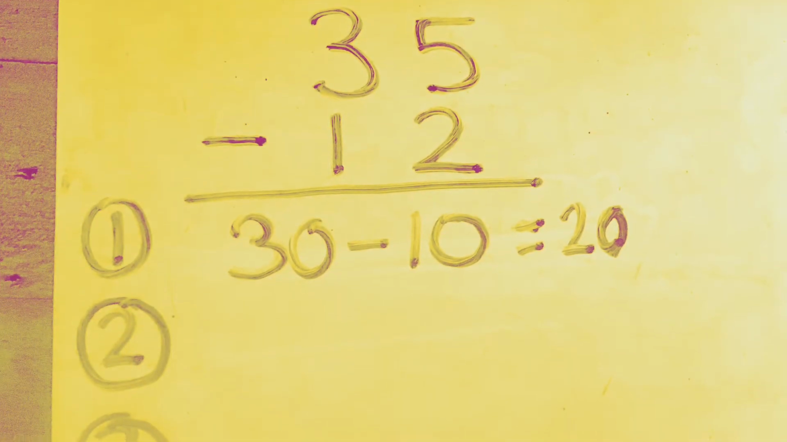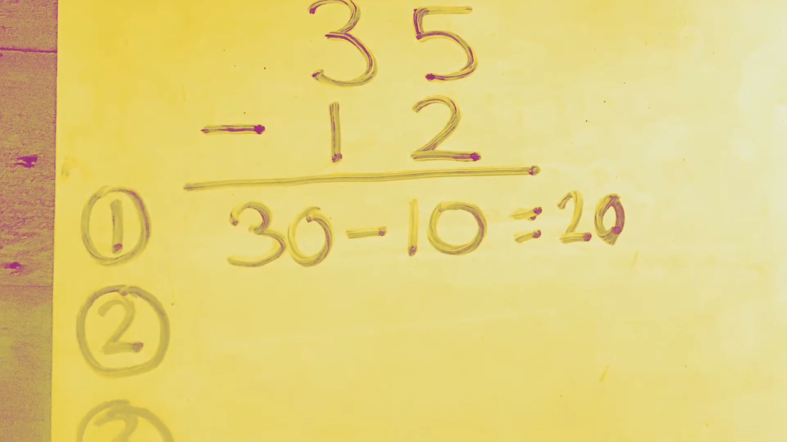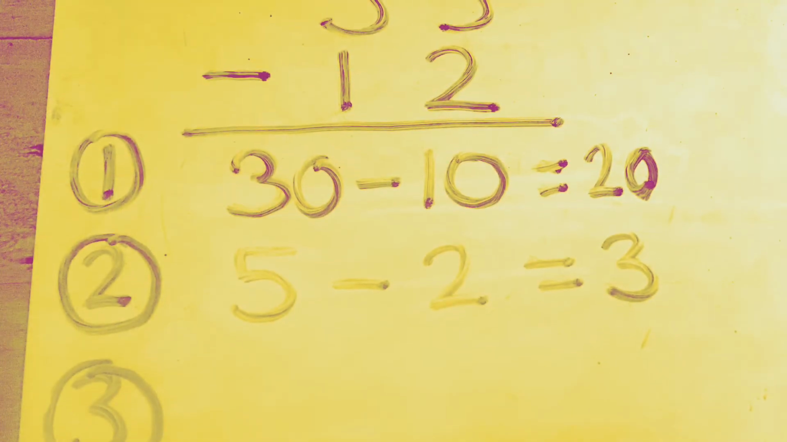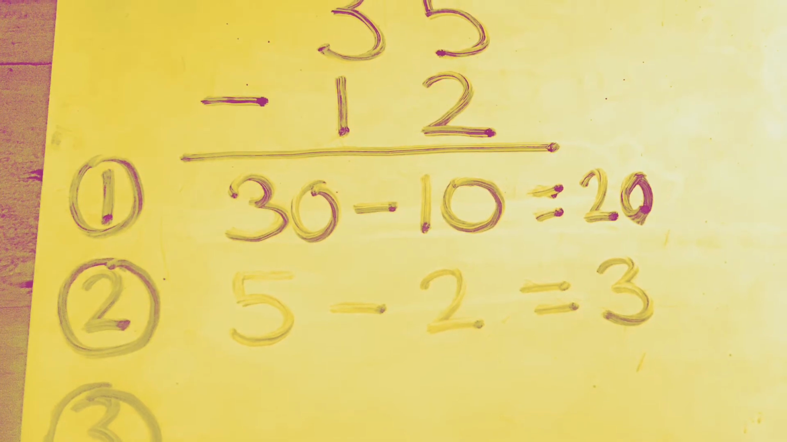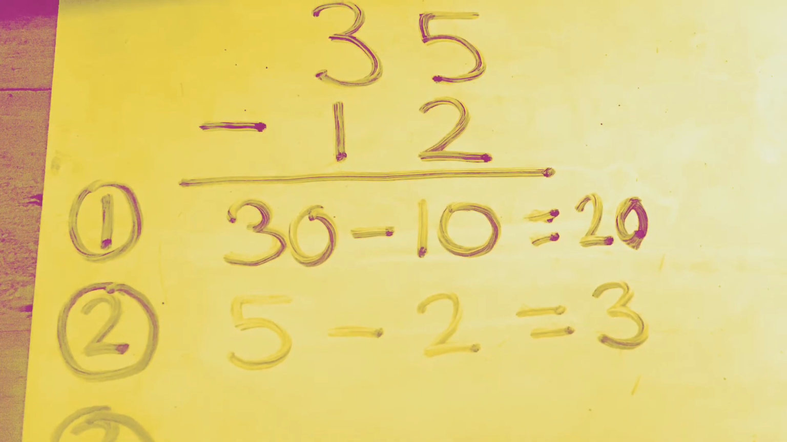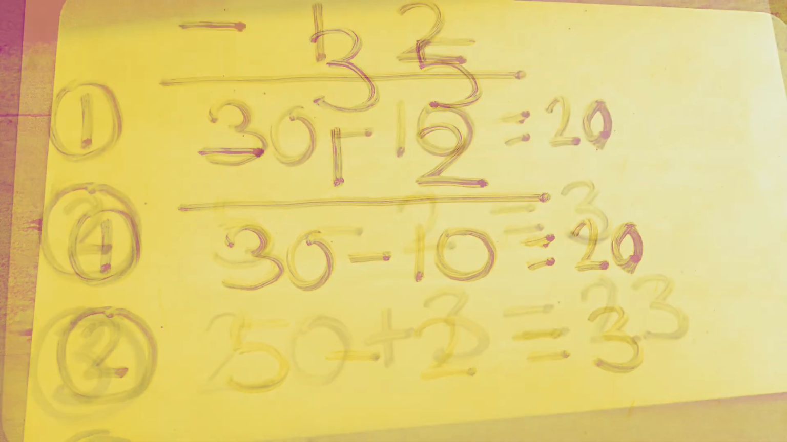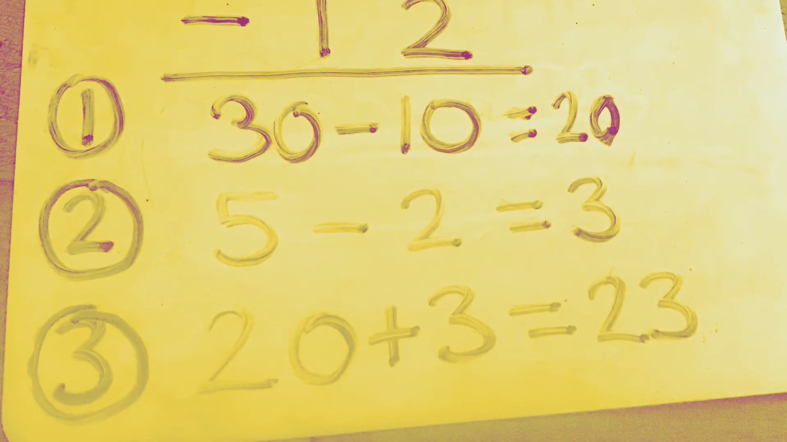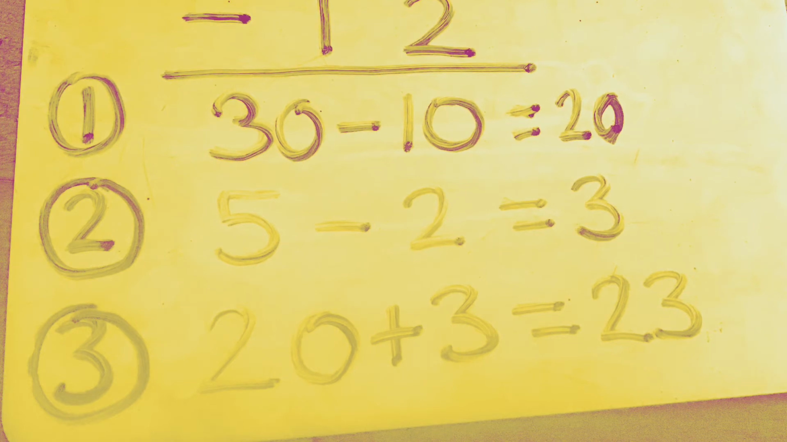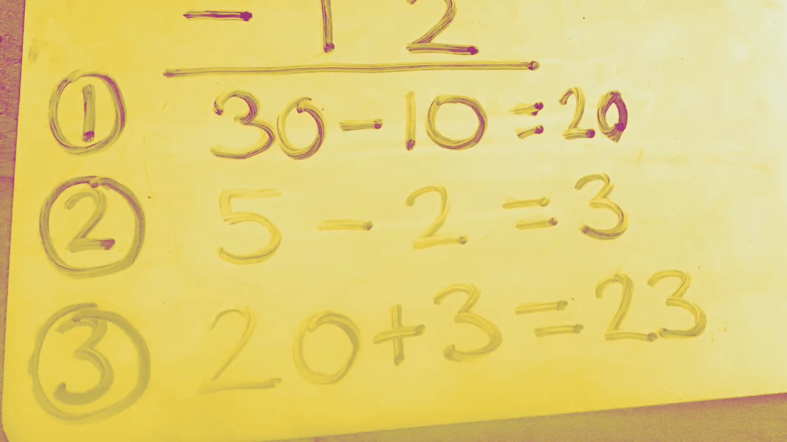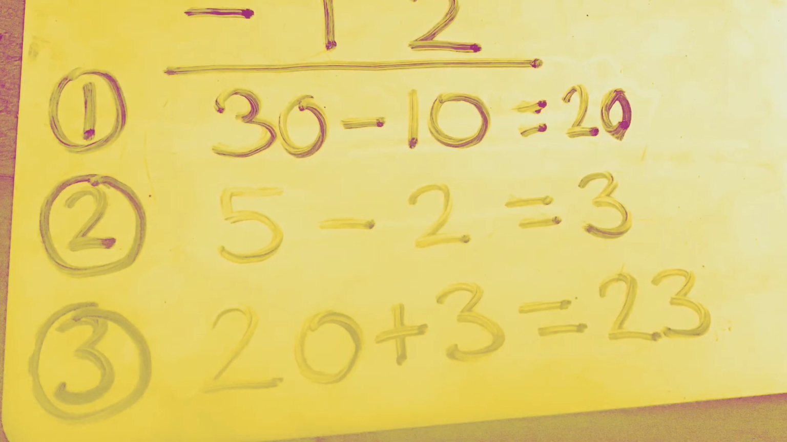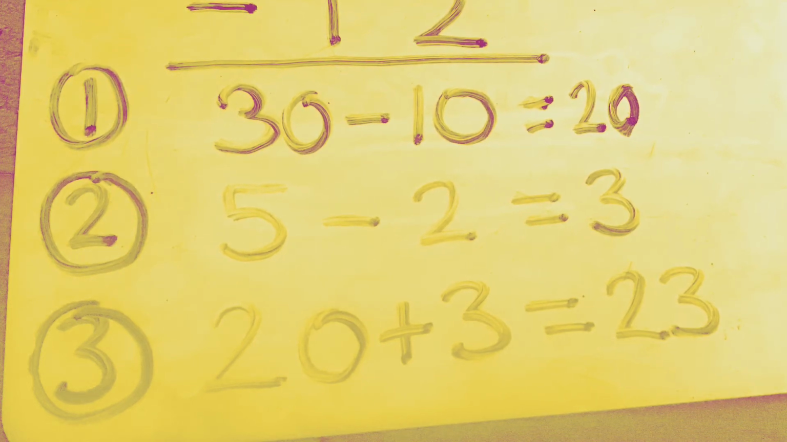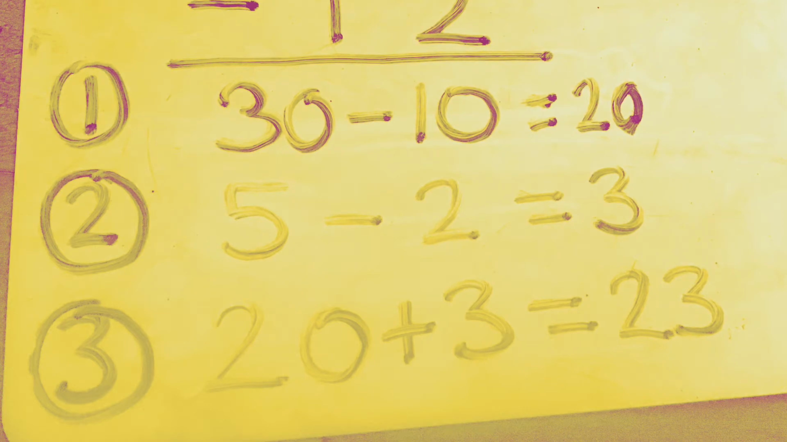So remember, our first step is using the tens. So 30 subtract 10 is 20. Our second step is looking at the ones. 5 subtract 2 is 3. And our last step is to add both of those answers together. We must add in step 3 because we've already subtracted the 10, we've already subtracted the ones, so to find the final answer we need to add those two sums together.